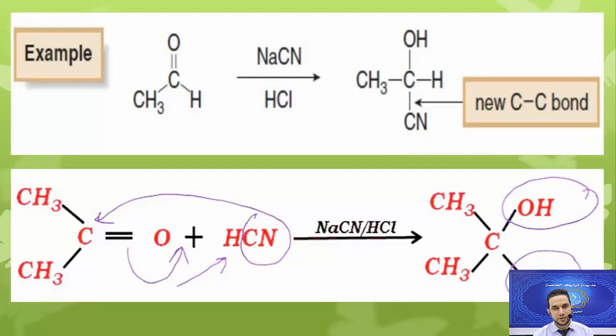So this is the reaction between an aldehyde or a ketone, it doesn't matter, with HCN or NaCN with HCl. You will add two things, H and CN. H beside O after you remove the double bond and make it a single bond, and you make a new bond between carbon and CN.